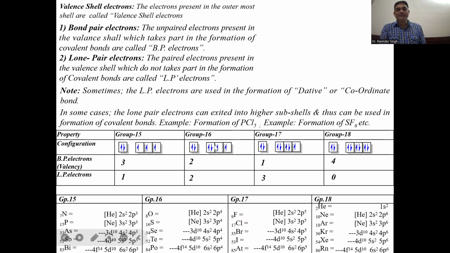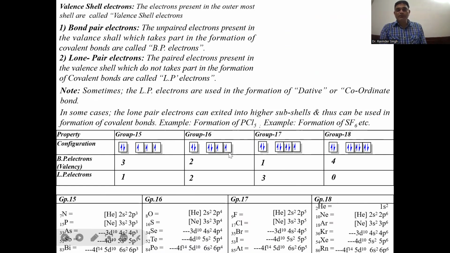The same will be the case in other elements, that is, group numbers 16, 17, and 18. The first element in group number 16 can form only two bonds due to the presence of these two unpaired electrons. Similarly, in group number 17, the first element fluorine can form only one bond due to the presence of that one unpaired electron. One covalent bond can be formed by fluorine. In group number 18, there are no unpaired electrons, so they cannot form any bond, right?